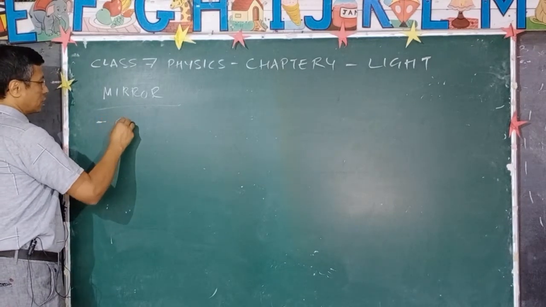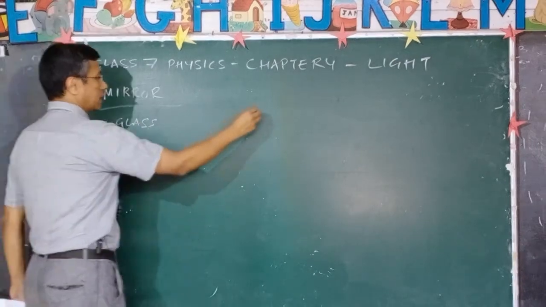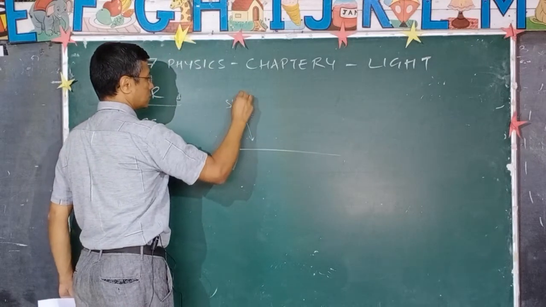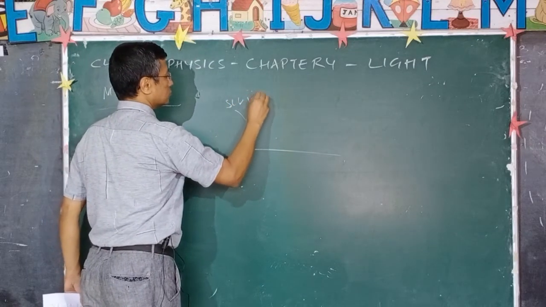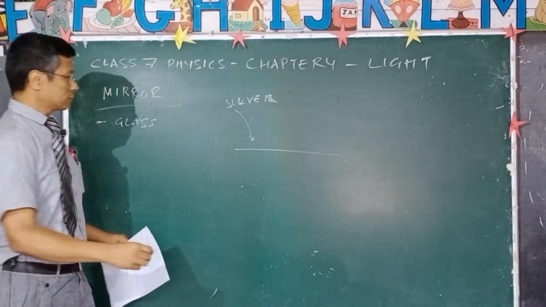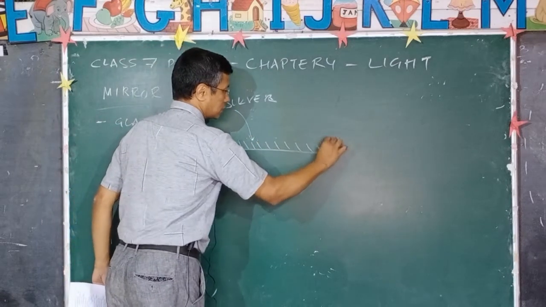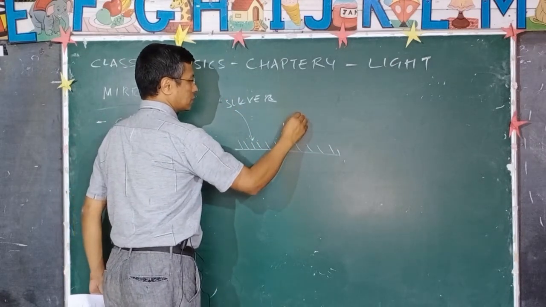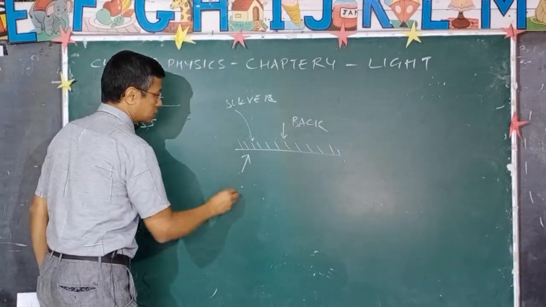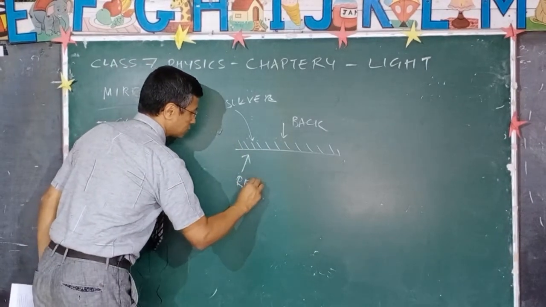A mirror is basically made of glass, which has a smooth surface, and on that surface silver is deposited. Now, if silver is deposited on this surface, then this surface becomes the back of the mirror, whereas the surface opposite the silvered surface becomes the reflecting surface.